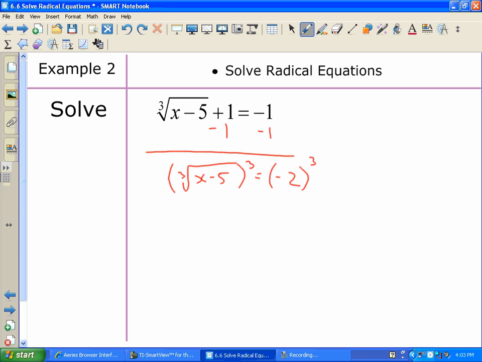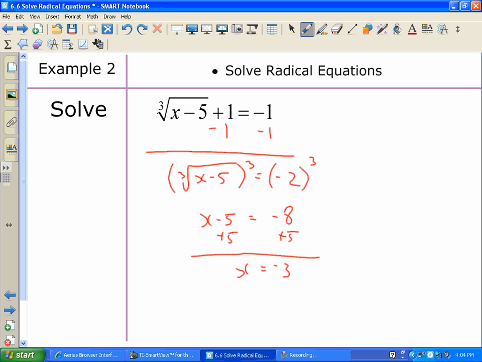The cube root of x minus 5 cubed will simplify. Hopefully you guys are seeing this patterning to x minus 5. The right-hand side is negative 2 cubed. Be careful here. That answer is going to be negative 8. Negative 2 times negative 2 times negative 2 is negative 8. Finish up this problem. Add 5 to both sides, and x equals negative 3.